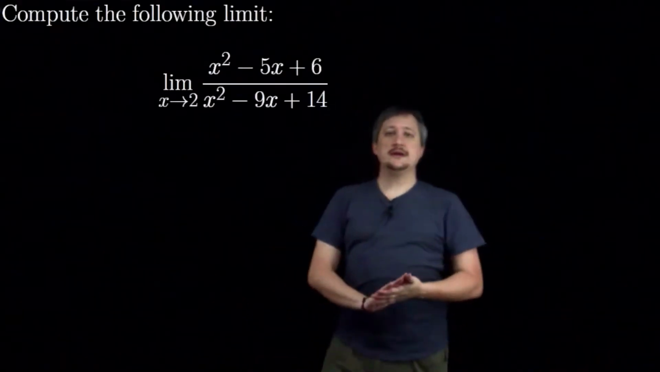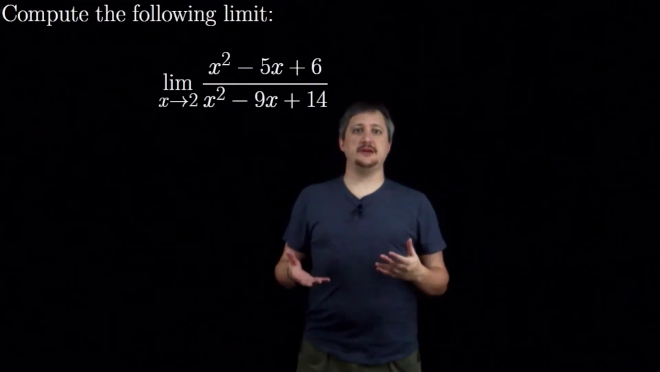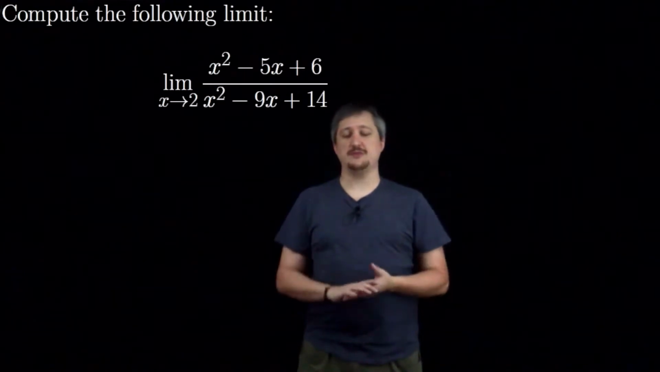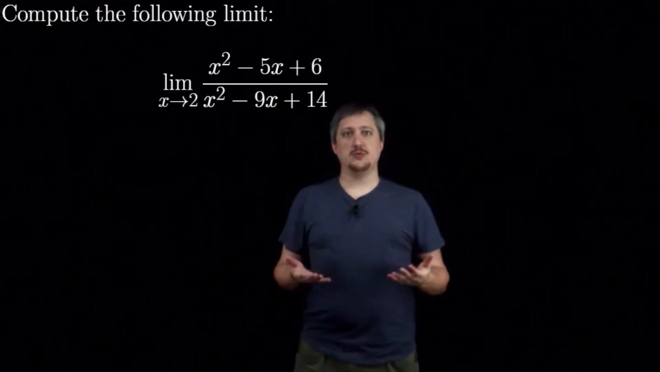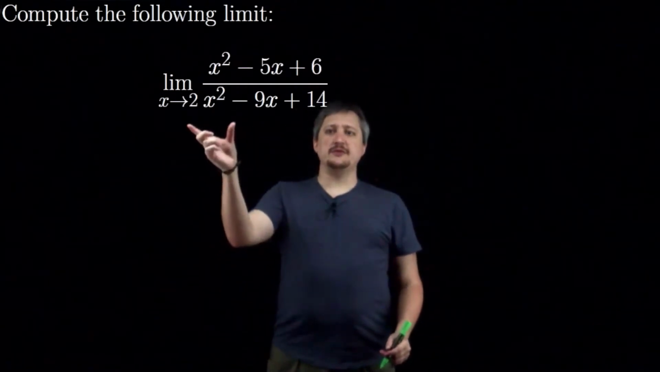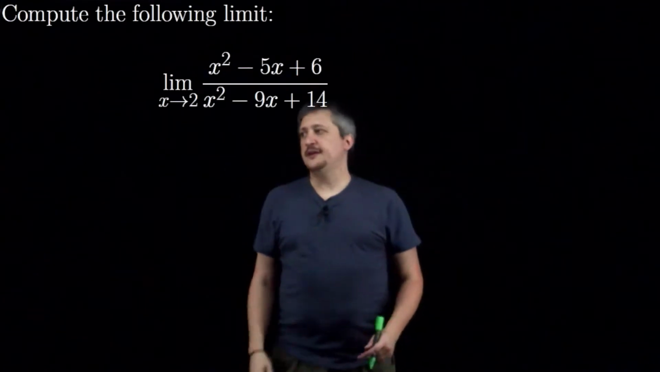Hello. So in this video, we're going to be computing another limit, but in this case, the limit, as we will see, is going to be at a point that is not continuous for the expression. So we're going to have to do a little more work. Okay. So we have this limit, right, as x approaches 2 of this whole big fraction mess.